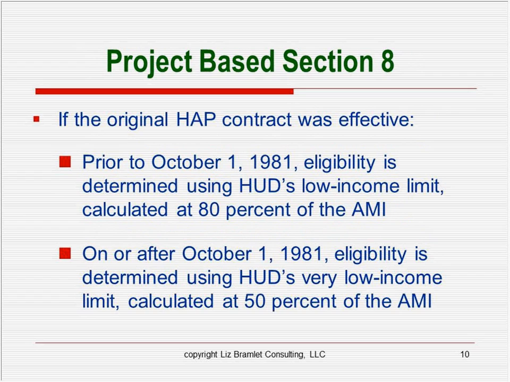To income limits. First, let's talk about project-based Section 8. If it had an original housing assistance payment contract at the project, and it was effective prior to 10/1/81, HUD refers to that as the pre-81 universe. Eligibility is determined using HUD's low income limit, which is calculated at 80% of the area median income. If the original HAP contract was effective October 1, 1981 or later, then it is in what we call the post-81 universe, and eligibility is determined using HUD's very low income limit, calculated at 50% of the area median income.